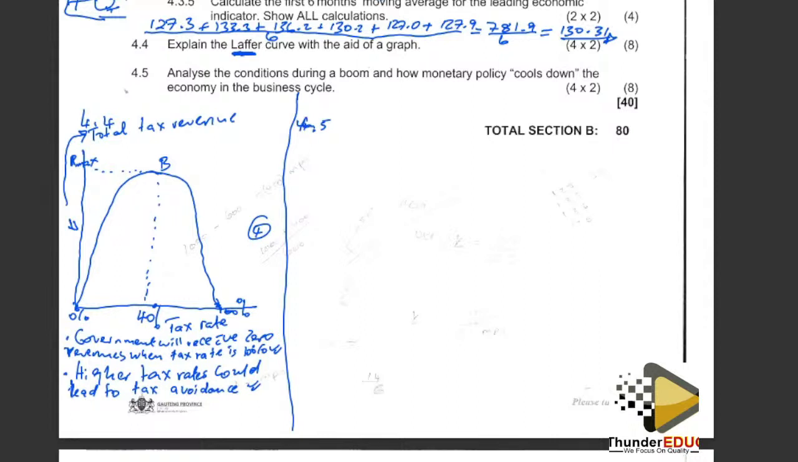Analyze the conditions during a boom and how monetary policy cools down the economy in the business cycle. Remember, when the economic activities are at boom, it means that there is full employment of resources. Resources are not being wasted. There is too much efficiency at this point. At this turning point, businesses are able to make a lot of profits. Individuals are getting jobs. Also, the government is able to collect enough tax revenues, and it is able to issue out grants as expected. And also, we have more exports than imports. Businesses are able to invest whatever funds they have. And we will be having a lot of foreign investors in this regard.